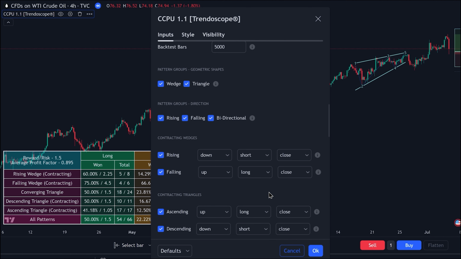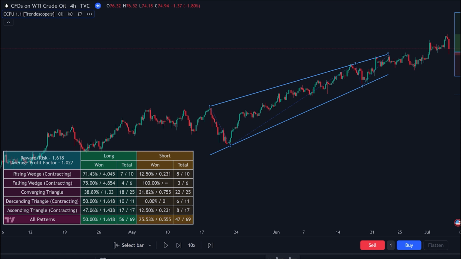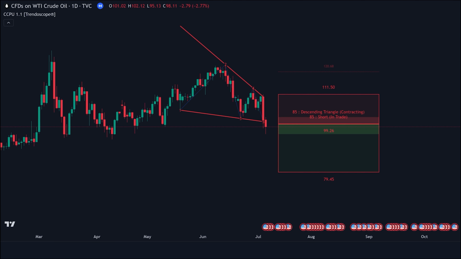You can choose the geometric shapes you want to use. Next, you can set the direction for pattern groups. For this video, we'll use the default settings. Next, we're going to explore how we can use Converging Chart Patterns Ultimate indicator in our trade. Sell Trade Setup. The chart shows a descending triangle pattern, and the great thing about this setup is that the indicator automatically identifies these patterns for you.